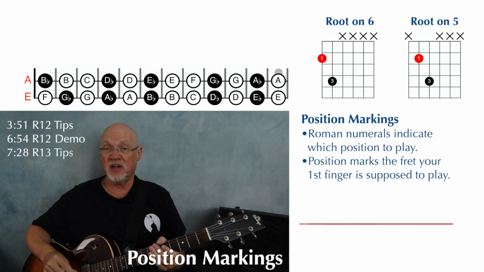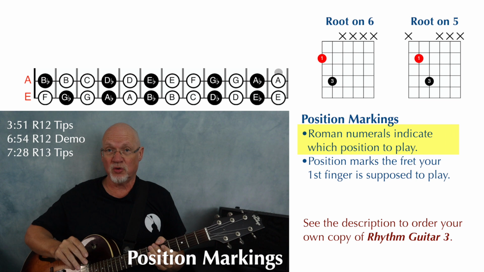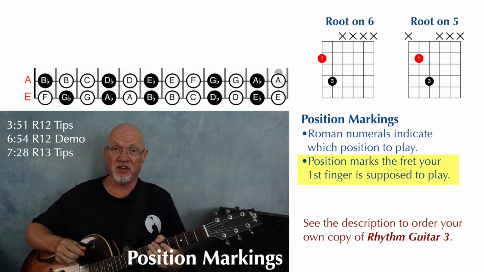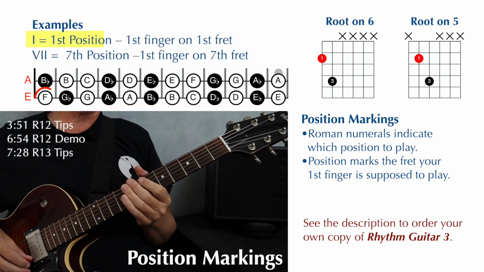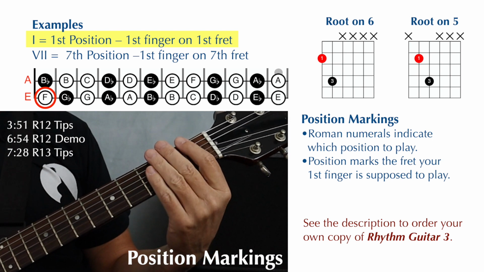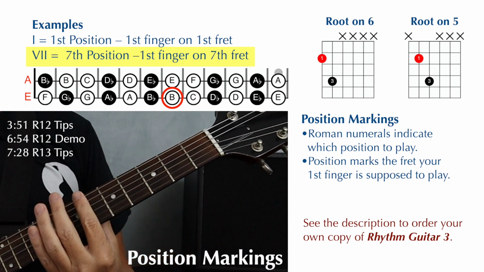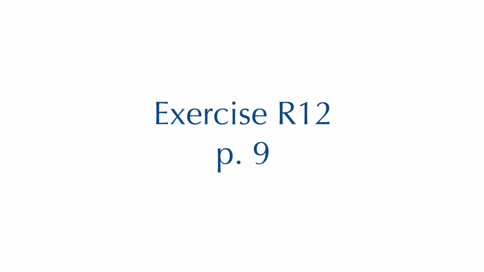On top of page 9, we talk about position markings in this book. Throughout much of this book, you're going to see Roman numerals which refer to your position. Position in guitar just means wherever your first finger happens to be. If your first finger is at the 1st fret, you are in first position. Now, if you see, say, a Roman numeral 7 above the staff, your first finger would move to the 7th fret, or 7th position.